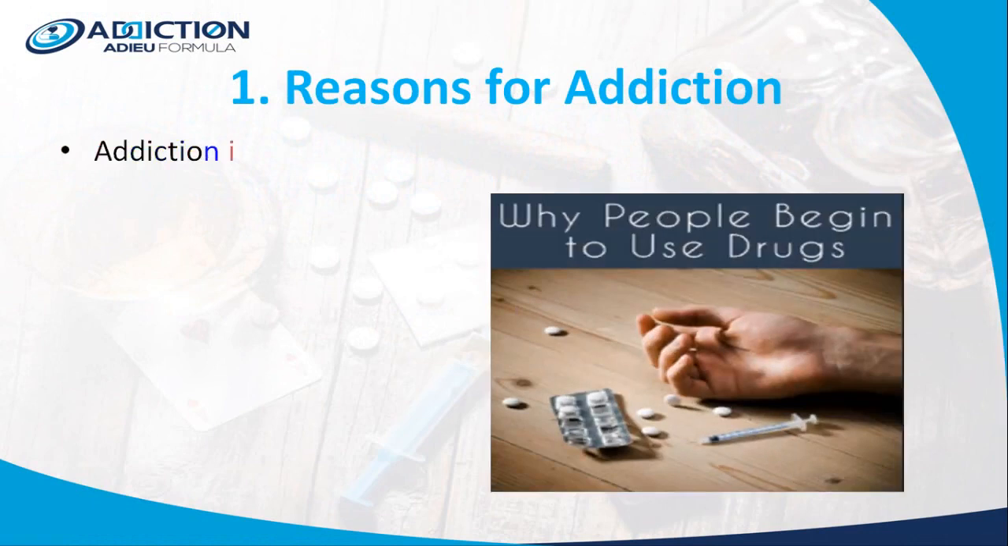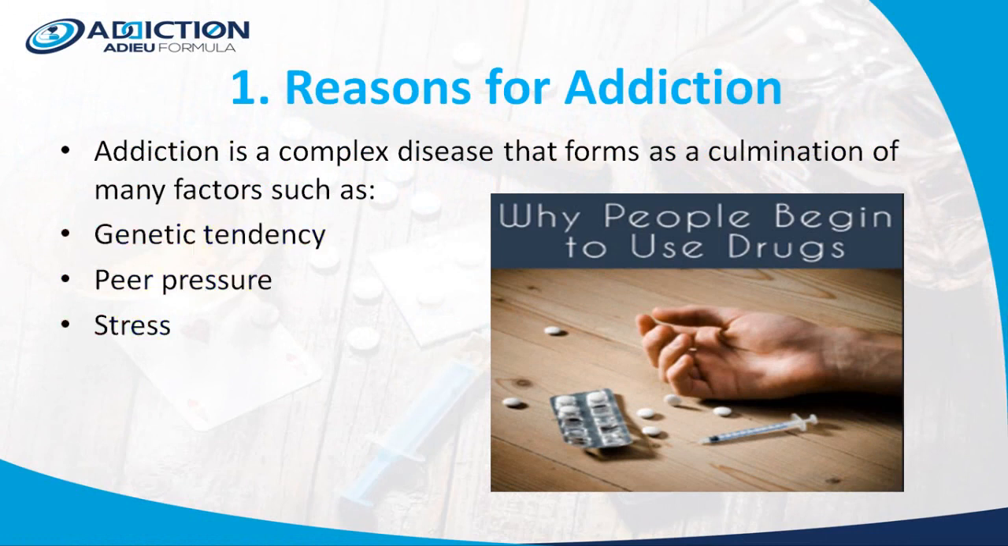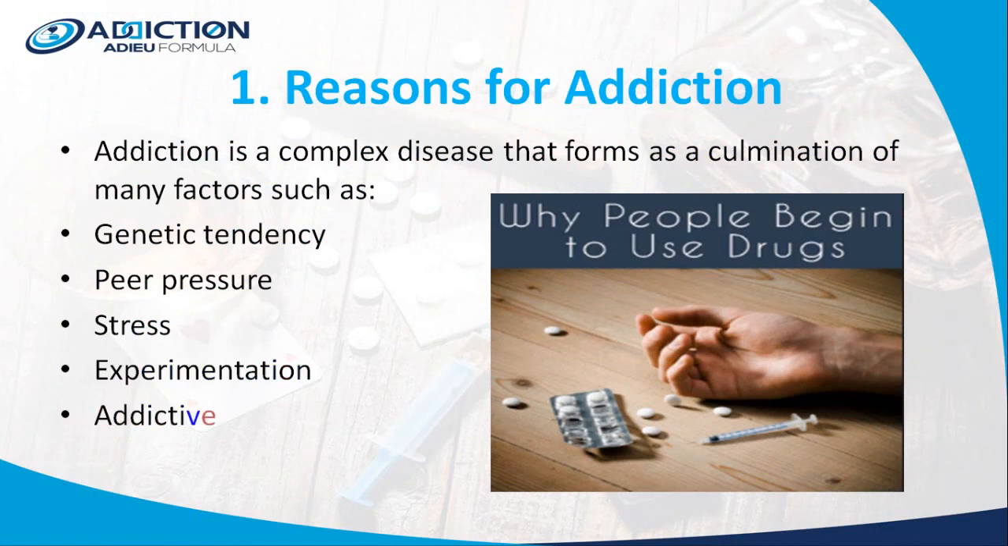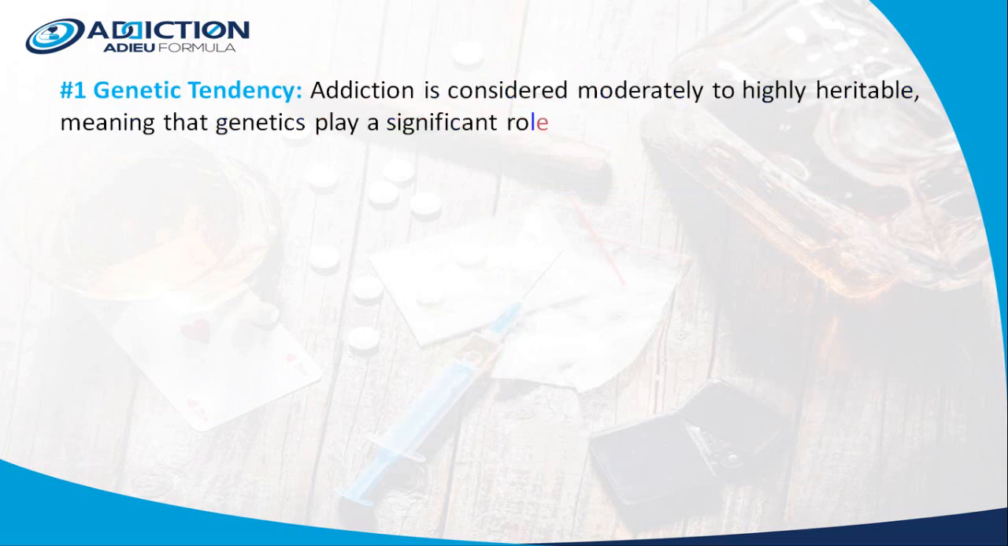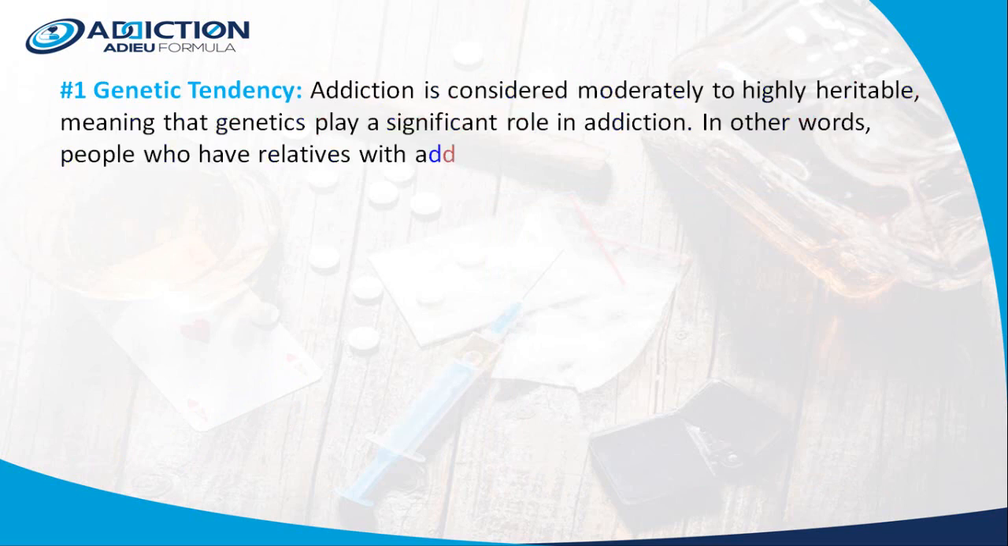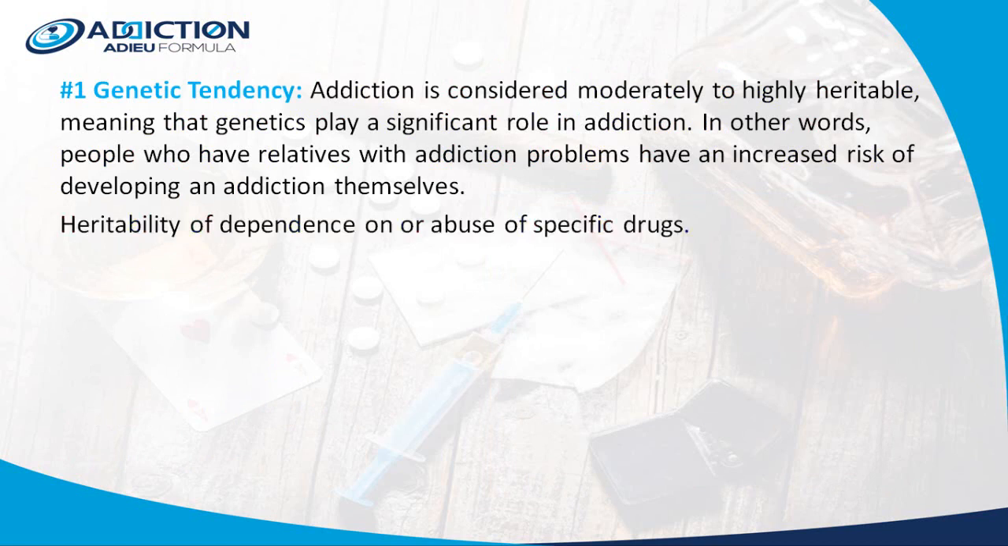Number 1. Reason for addiction. Addiction is a complex disease that forms as a culmination of many factors, such as genetic tendency, peer pressure, stress, experimentation, addictive personality, environment. Number 1. Genetic tendency. Addiction is considered moderately to highly heritable, meaning that genetics play a significant role in addiction. In other words, people who have relatives with addiction problems have an increased risk of developing an addiction themselves.